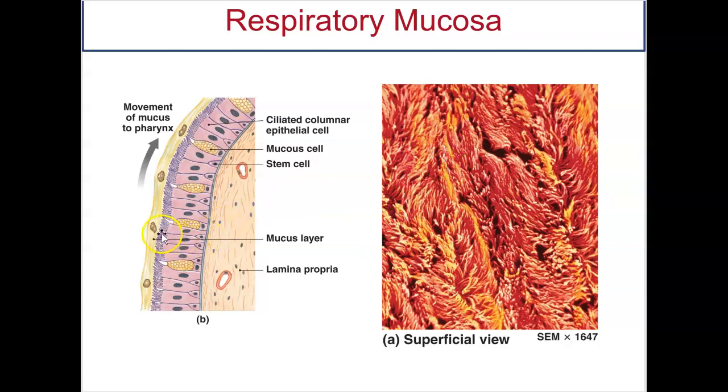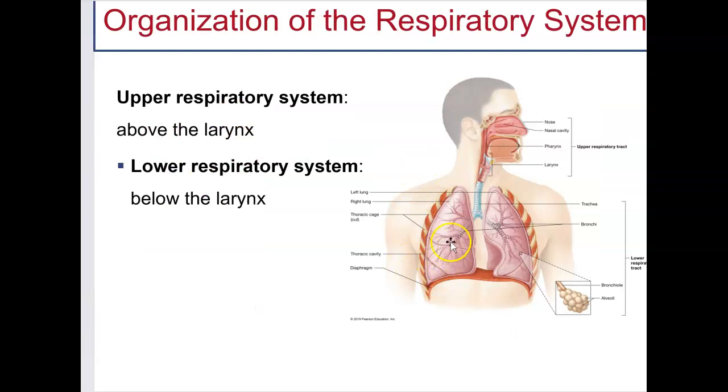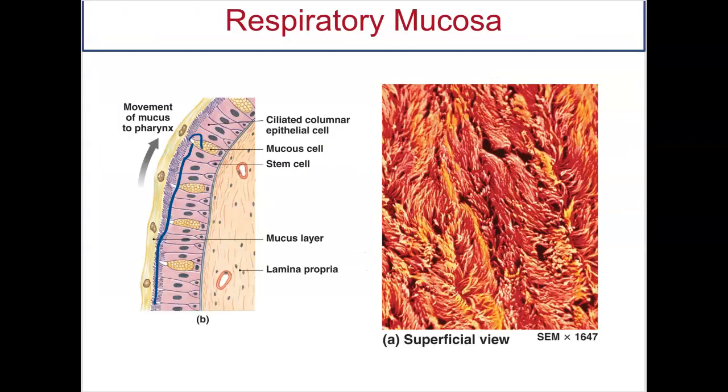Those goblet cells make mucus. Well, mucus is sticky. So when you inhale, any debris, pathogens can get stuck in the mucus. And then the cilia only move one way. They always move things up. So they're moving everything up out of your lungs all the way up to your throat, your oropharynx, and then you swallow it. And you swallow all that debris and it goes in your stomach. And a lot of it's killed by your stomach acid.